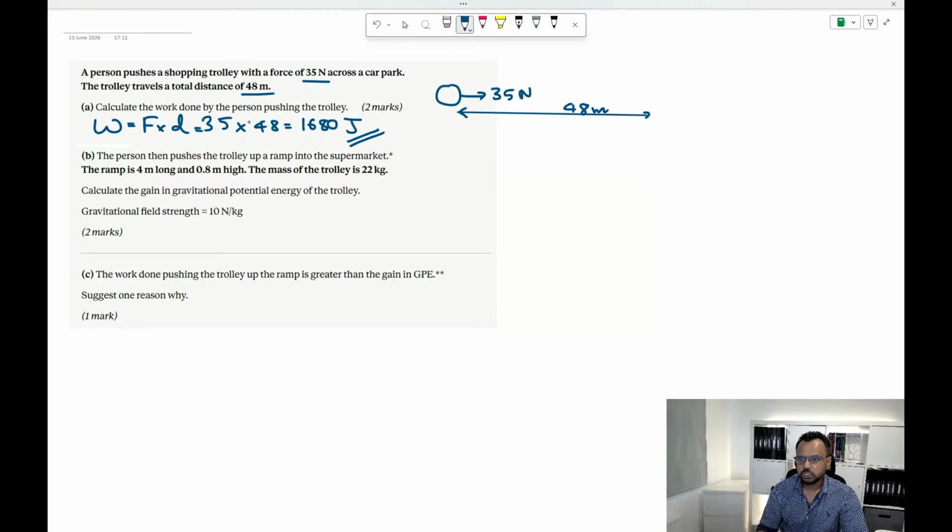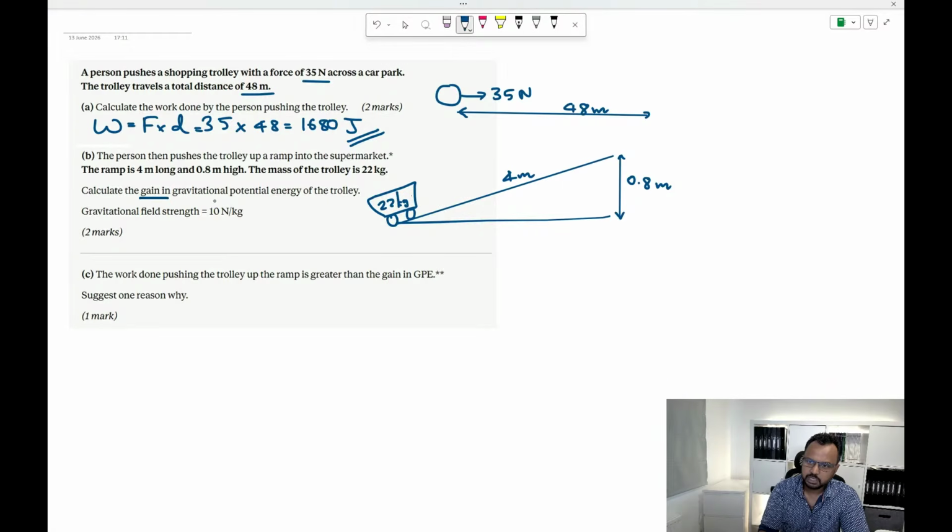The person then pushes the trolley up a ramp into the supermarket. So it goes up a ramp like that. The ramp is 4 meters long, the length of it. And the height here is 0.8 meters. The mass of the trolley is 22 kilograms. Let's say the trolley is here, and that one is 22 kilograms.